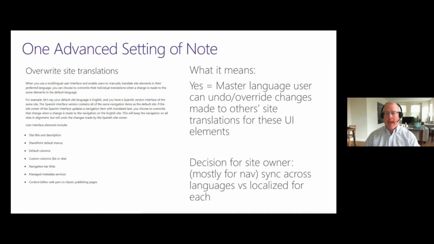But when I change the master language, so maybe I want to change the site navigation in English, this advanced setting dictates whether that overrides any changes that were made to other language translations, or the localized versions stay the same no matter what I do in the master language. So the default is set to no, I believe, where once it's translated into a local language, it won't be overwritten by the master language user, but depending on how you run things, you can specify this too.